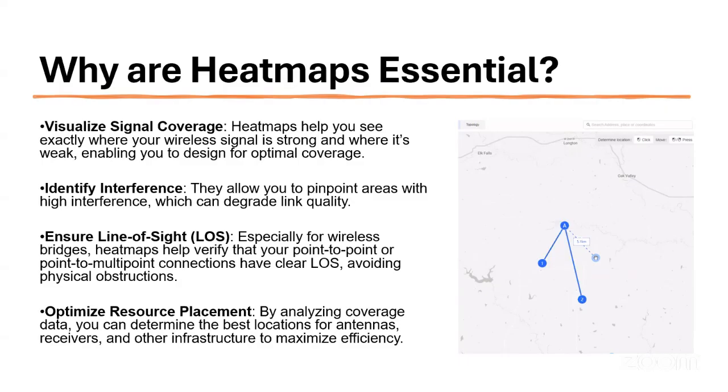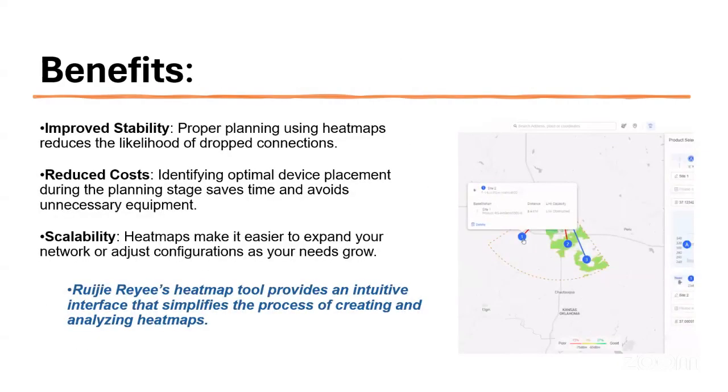And optimize resource placement. By analyzing coverage data, you can determine the best location for antennas, receivers, and other infrastructure to maximize efficiency. For all of those points, heat maps are very essential, very important to do before the physical installation of any of the wireless bridges.